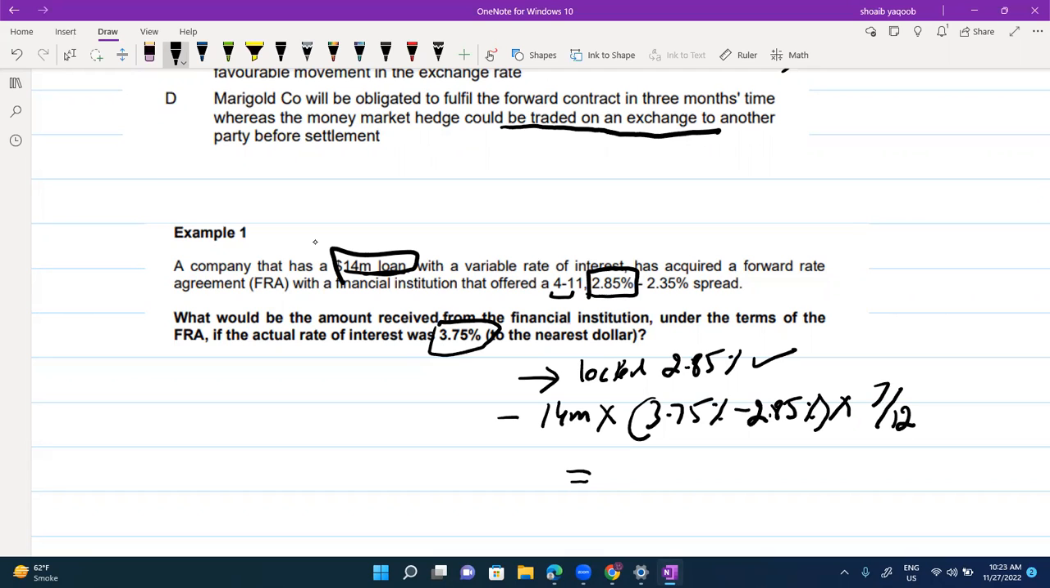Please calculate the gain. No, open this 14 million. 14 million into 0.009 into 7 by 12, that is 73,500. That's the gain. Okay.